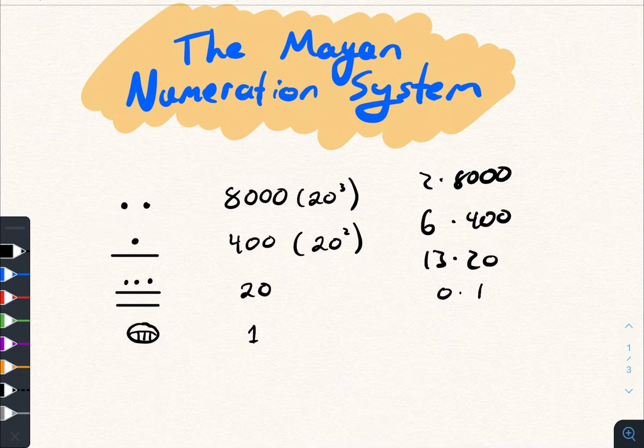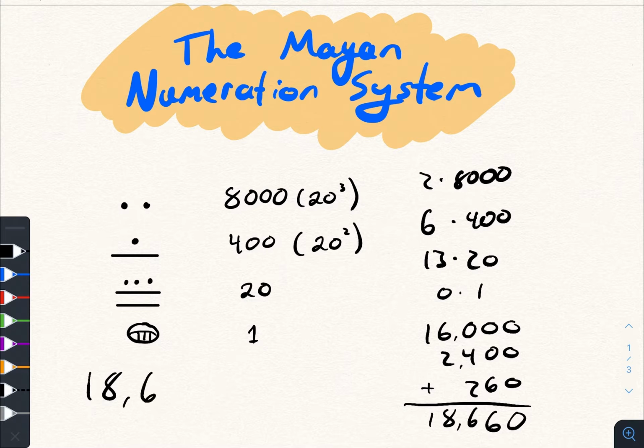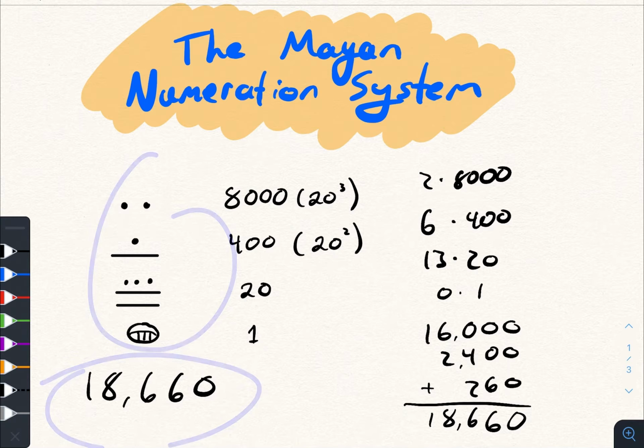So if we add all this up, we could actually figure out what this number represents in our base 10 system. And so 2 times 8,000, that's 16,000. 6 times 400 is 2,400. 13 times 20 is 260. 0 times 1 is 0. Add these up: 6, 8, 1. We get 8,660. This is what this number represents in our base 10 system. So here's their base 20 system. Here's our base 10 system. These sets of symbols mean the same thing.